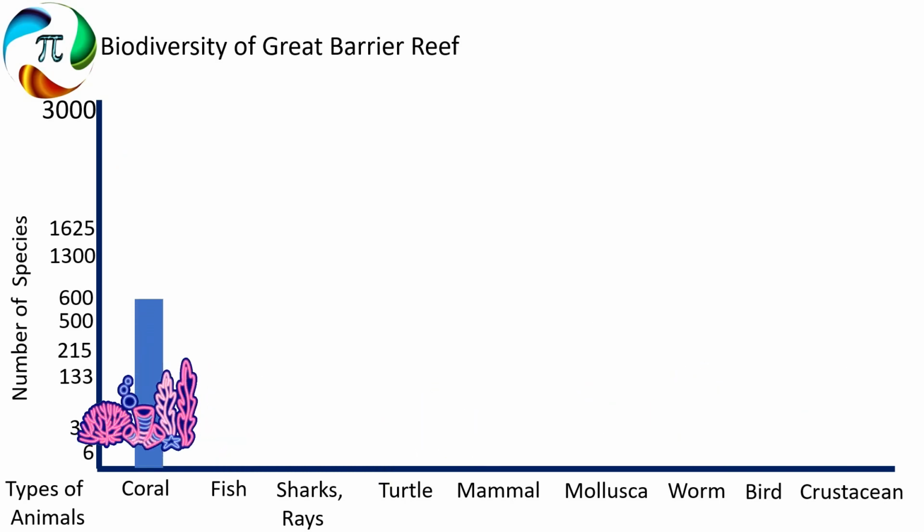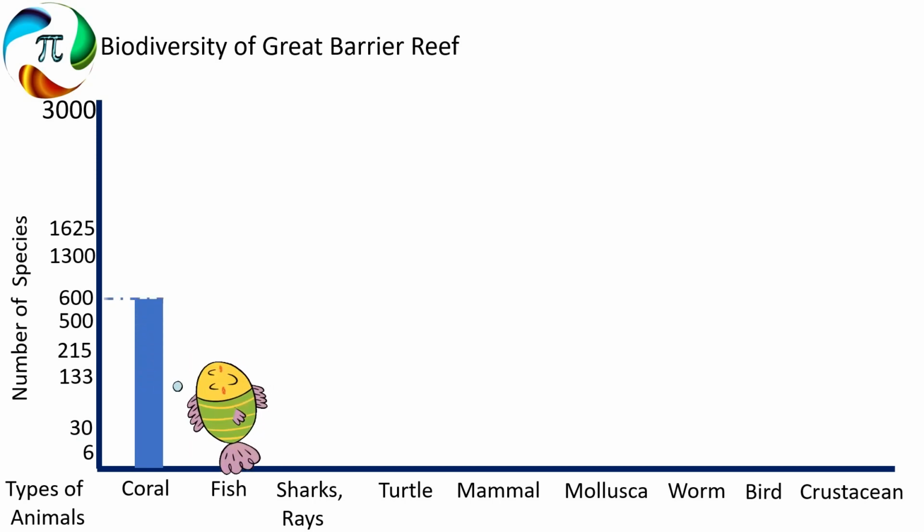Starting with corals, a total of 600 species of corals live in the reef. How to show that? Well, easy. You basically draw a bar right at the coral spot, which has a height of 600. The next is fish. In total, 1625 fish species live in the reef.